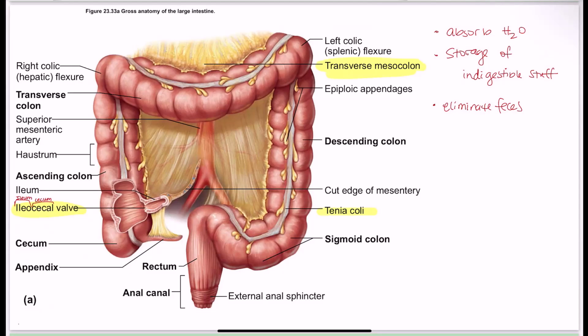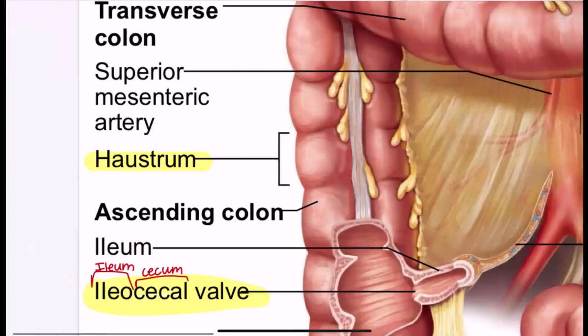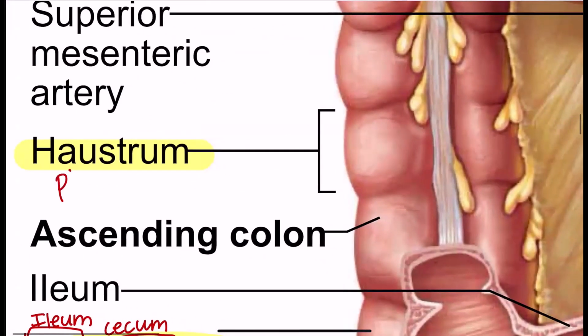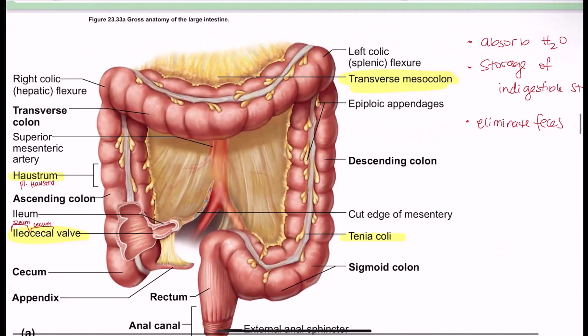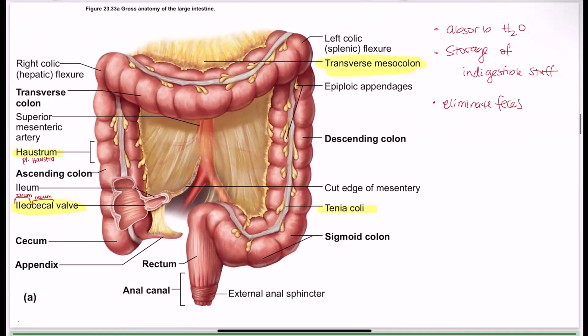The bumpies here, all these little bumps, are called haustra. One of them is a haustrum, 2 of them are haustra. So plural is haustra. So 1 and 2, we call both of those haustra. And those are like those little sac things.